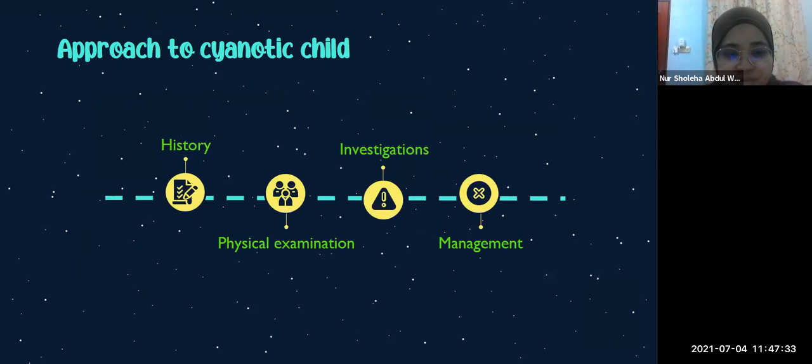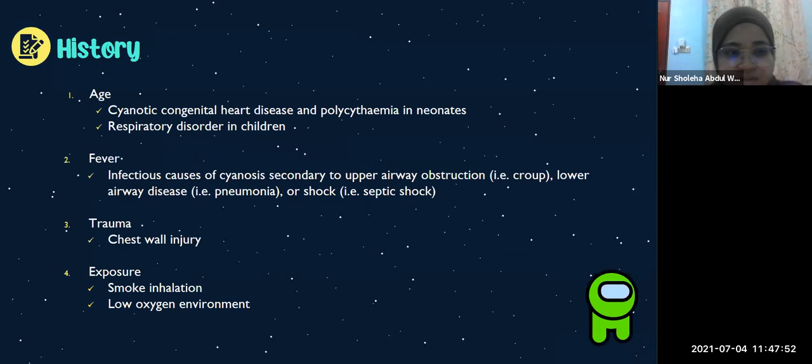Okay, so let's move on to the approach to a cyanotic child. When a cyanotic child comes to us, what we need to do first is acquire a full history from the guardian, and then do a physical examination, then proceed with investigation and management. Okay, so in history, the important things that we need to acquire are, first, the age of the patient.